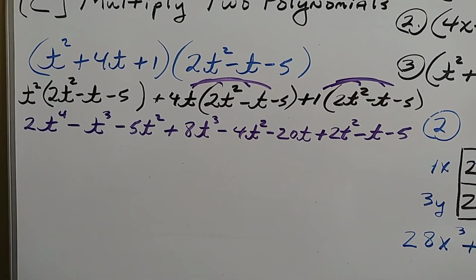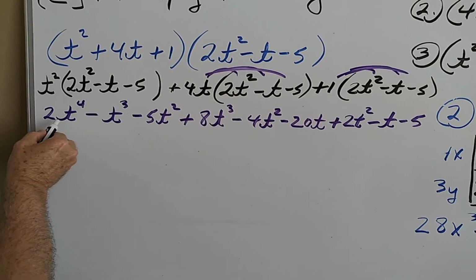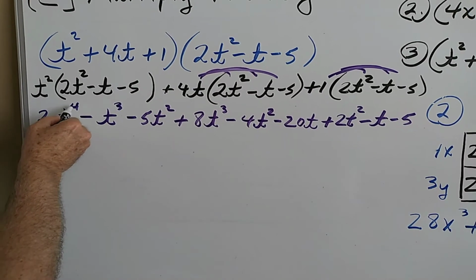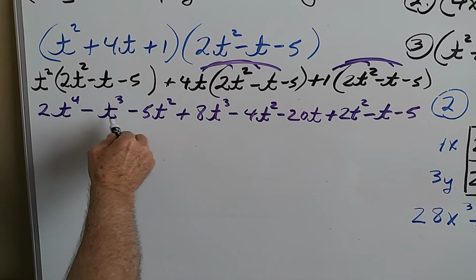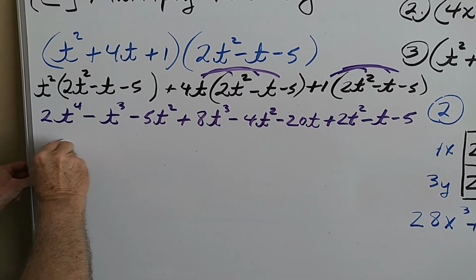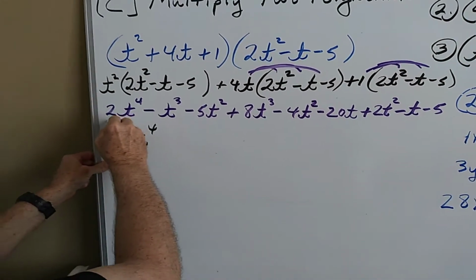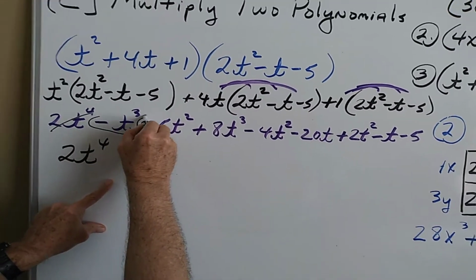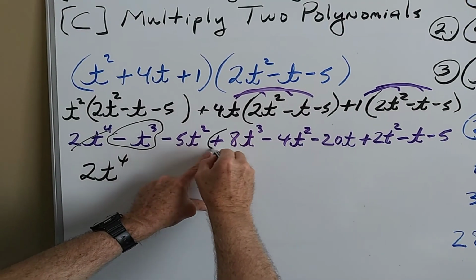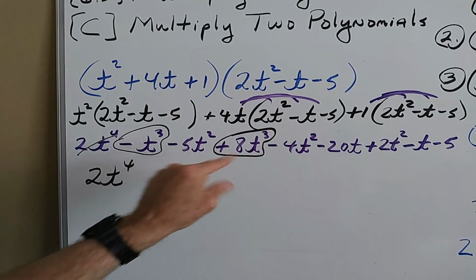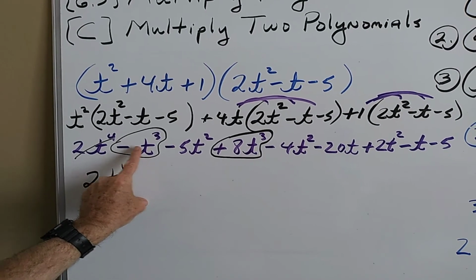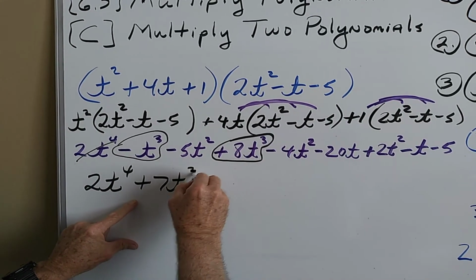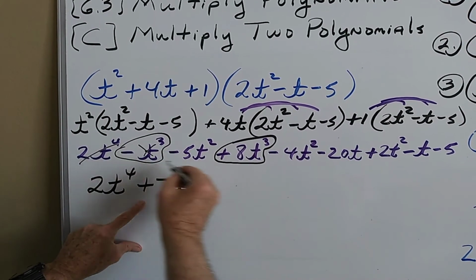And now let's combine like terms. The first term of this overall elongated product has a degree of 4. It's a 4th degree term. There are no other 4th degree terms. Bring down 2t to the 4th. He's done. Let's go to the t cubes. We have one of them here, and we have another one right here. That coefficient is a negative 1. He's a positive 8. Really subtract. Positive 7t cubed. They're done.